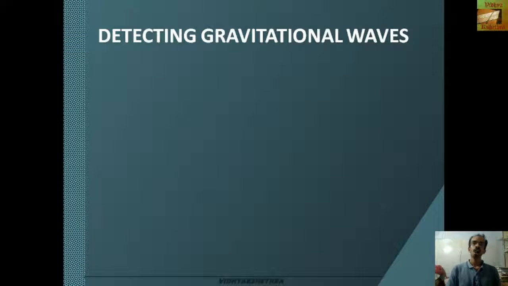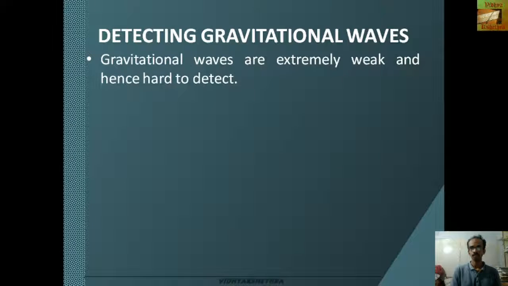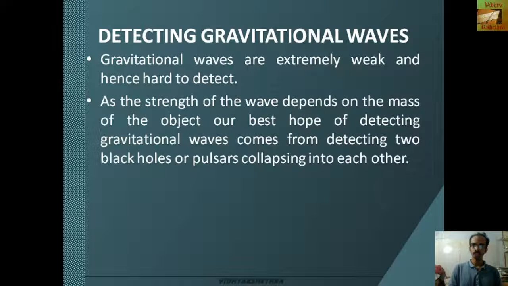Now, how do we detect gravitational waves? Gravitational waves are extremely weak and hence it is hard to detect. That is why it took so many years for us to directly detect gravitational waves. It is extremely weak. As the strength of the wave depends on the mass of the object, our best hope of detecting gravitational waves comes from detecting two black holes or pulsars collapsing into each other. These are really massive objects in space.